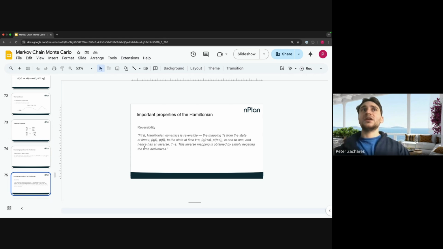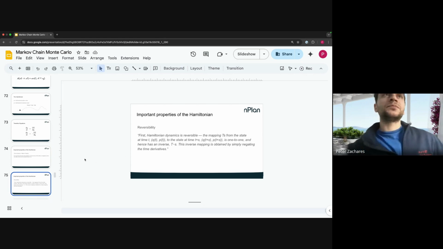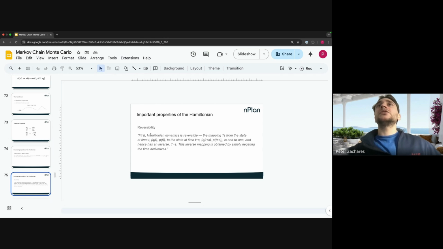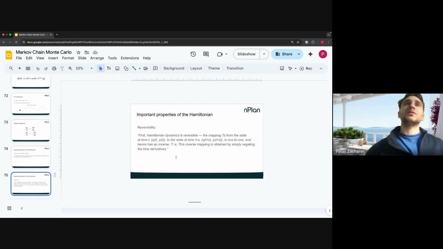So the second property of the Hamiltonian, besides being time invariant, is that it's reversible. So Hamiltonian dynamics is reversible. The mapping Ts from the state at time t to the state at time t plus s is 1-to-1, and hence has an inverse, t minus s. This inverse mapping is obtained by simply negating the time derivatives.